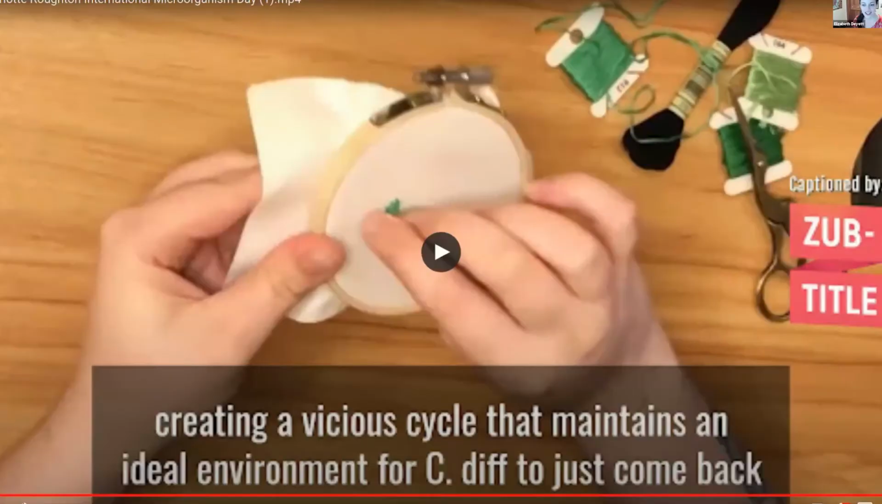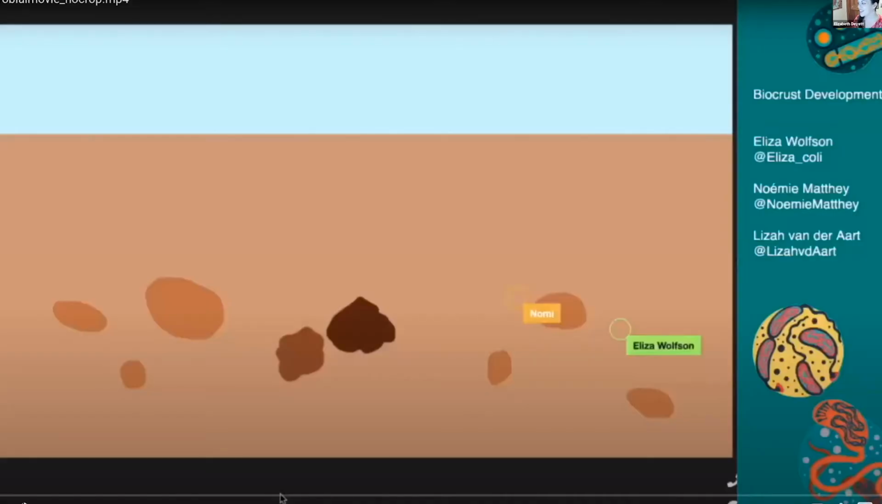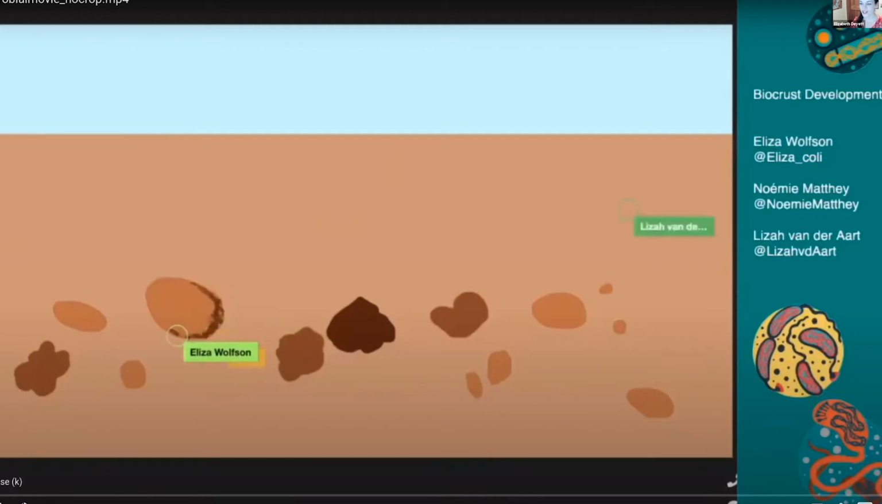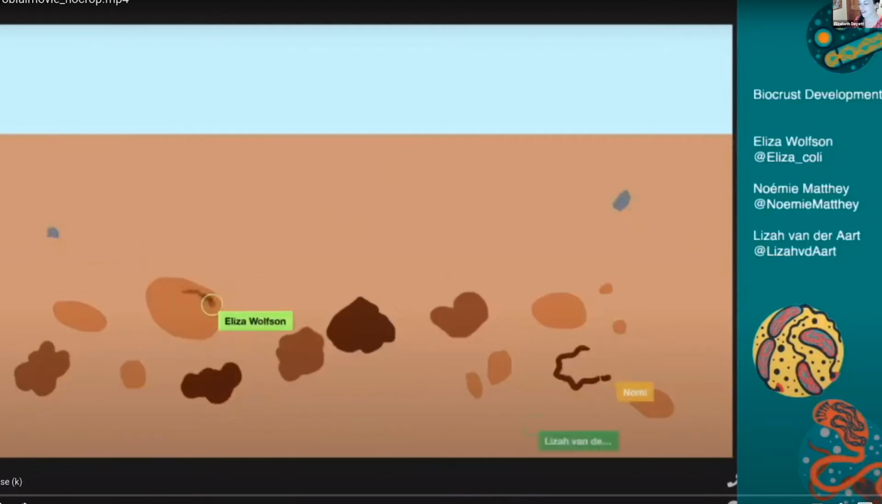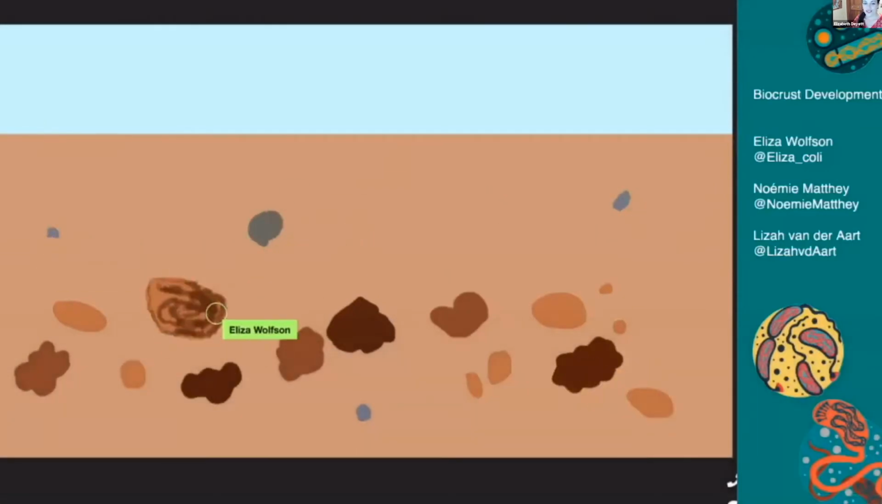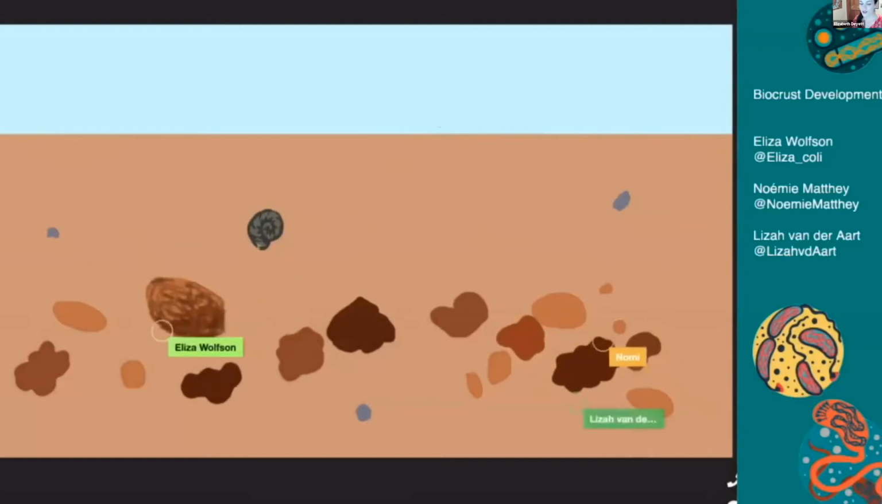Yeah, so we're moving right along into our Biocrust illustration. It's a live illustration that Eliza, Noemie, and Lizah collaborated on together, and it's sped up really fast so that we can see it in real time. We asked them if they could draw a biocrust formation, and they did a really fabulous job. This is a super dynamic, really interactive illustration, I think, and it's a lot of fun to watch.